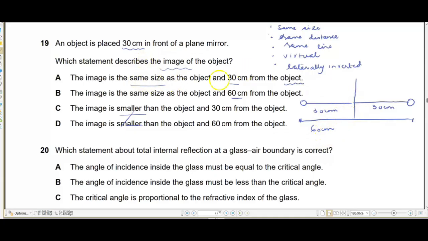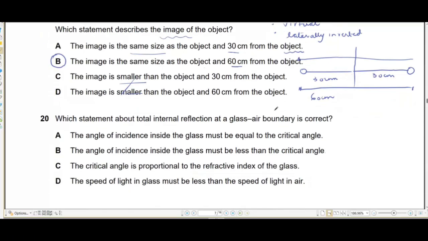They are not asking or telling us about the distance of the image from the mirror. They're asking us about the distance of the image from the object. So this is that distance. So 30 plus 30 is going to be 60 centimeters. So B is going to be our correct option. The image is going to be the same size as the object and 60 centimeters from the object. From the mirror, it is going to be 30 centimeters, like the object was from the mirror. But when they're asking about the distance of the image from the object, obviously it's going to be 30 plus 30 is equal to 60. I hope you understood the concept.